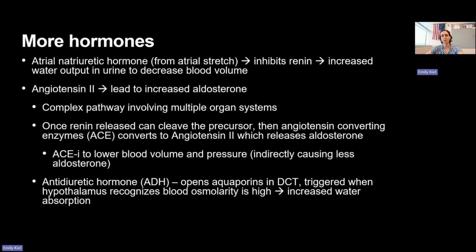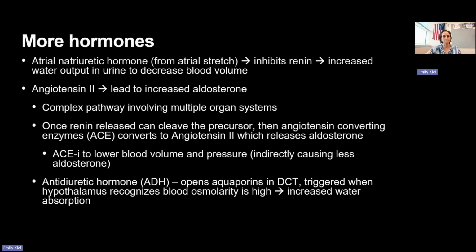So the ACE inhibitor is going to not allow angiotensin 2 to be made. We're not going to be able to make as much aldosterone. We're not going to be able to keep as much water in the system. It's going to lower the blood volume and the blood pressure.